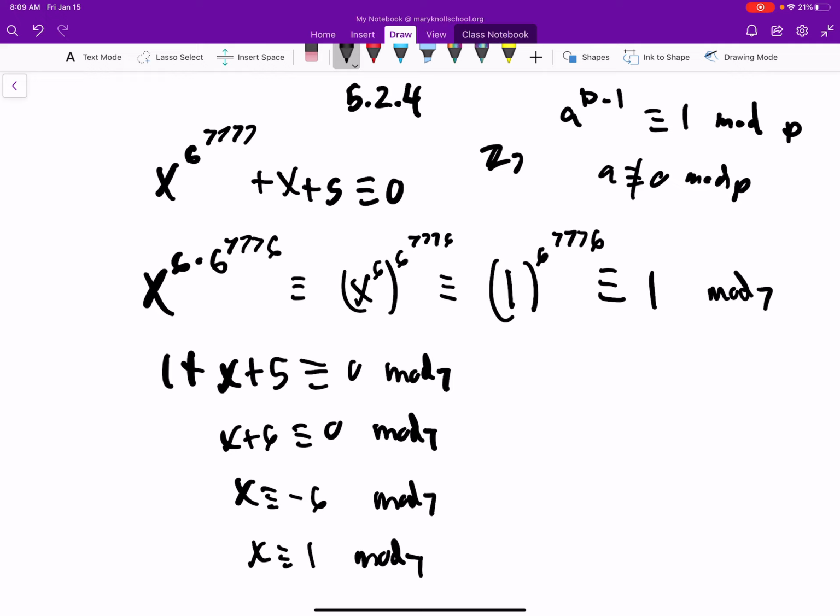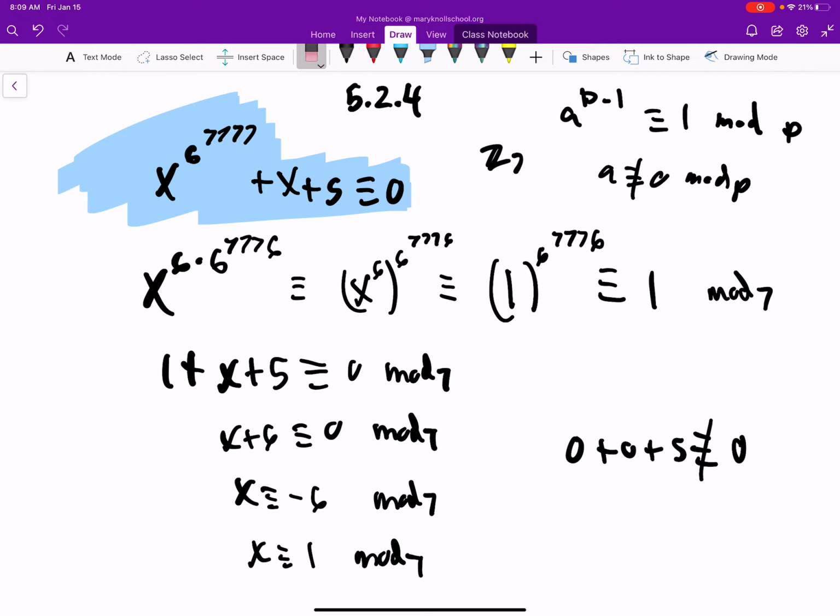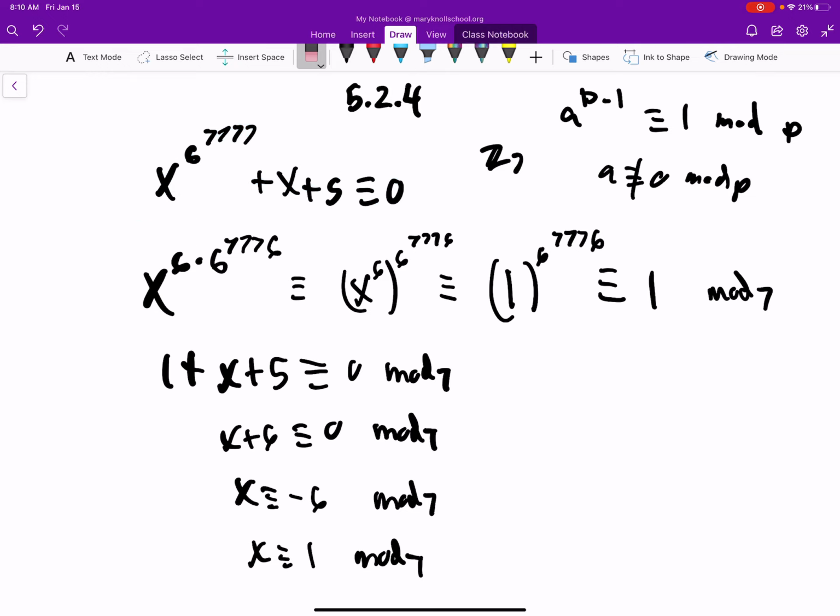Okay, so what we're going to do first here is look at this and then just plug in a 0. So I'm looking here, and sure enough, if we plug in a 0 to that, then we get 0 plus 0 plus 5 is equivalent to 0, which is not true, which is not a solution, so we're not interested in that 0 value. So let's go ahead and continue. So we're considering all the other possibilities.